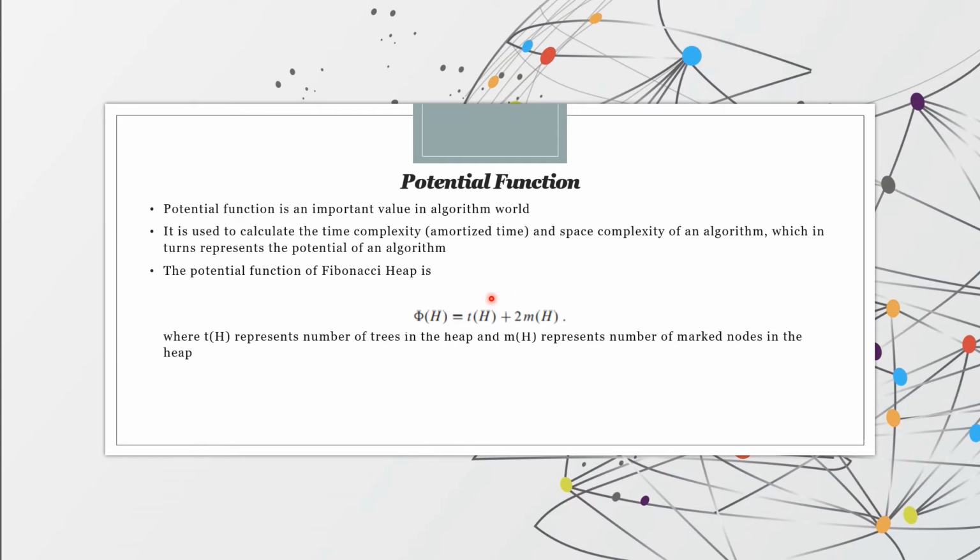Potential function. Potential function is an important value of the algorithm. It is used to calculate the time complexity and space complexity of an algorithm, which in turn represent the potential of an algorithm. So for example, if we have to find out how good an algorithm is, we will look to the potential function of the algorithm. The potential function of Fibonacci heap is represented by the number of trees in the heap and the maximum number of marked nodes in the heap.